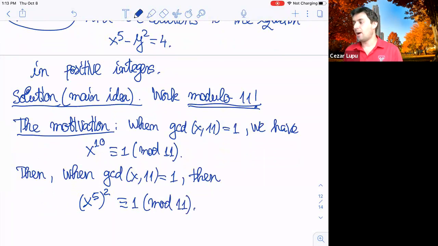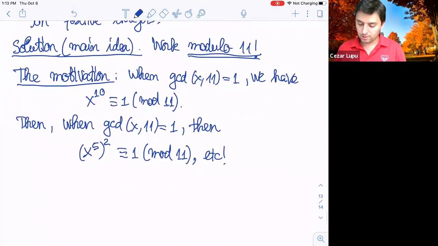Anyway, and now you can substitute y to be x to the 5th, and then you see what happens mod 11, and then you write that y squared is congruent with 1 mod 11, and you keep going, etc. I'll leave it to you as an exercise to continue this problem. It's a very nice problem.